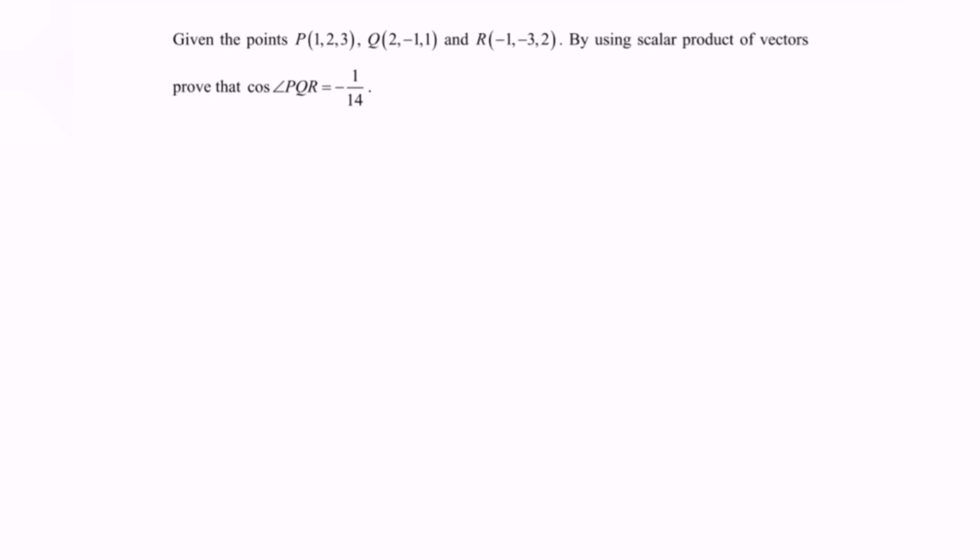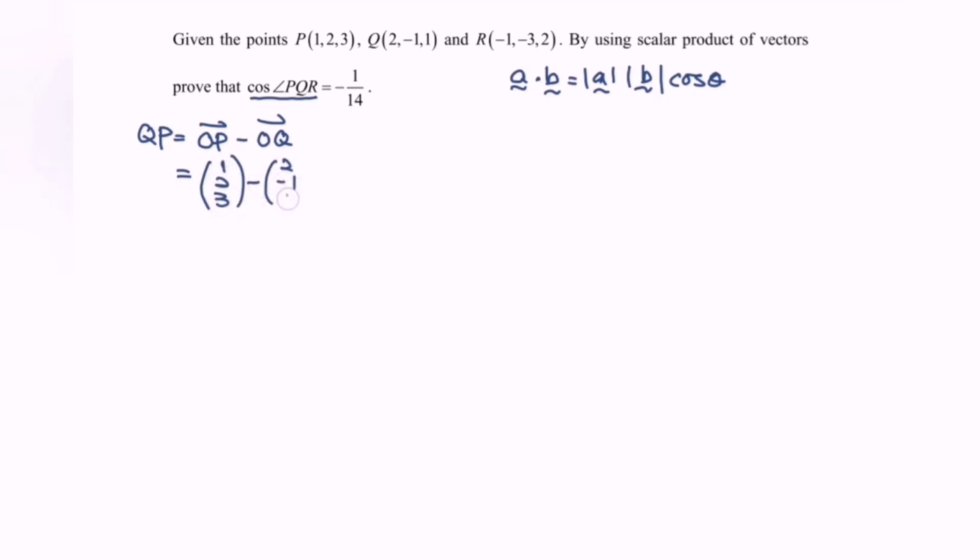Next, given the points P, Q, and R, use the scalar product of vectors to prove the situation. The scalar product is a dot b equals the magnitude of a multiplied by the magnitude of b times cos theta. What we have to do is find cos of the angle PQR. The starting point will be Q. So QP equals OP minus OQ. Substitute the values: (1, 2, 3) minus Q, (2, -1, 1). So the vector QP equals (-1, 3, 2).